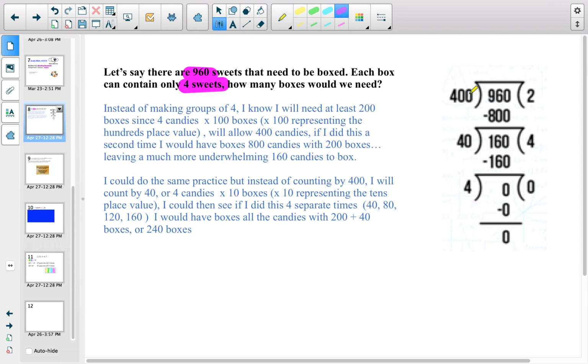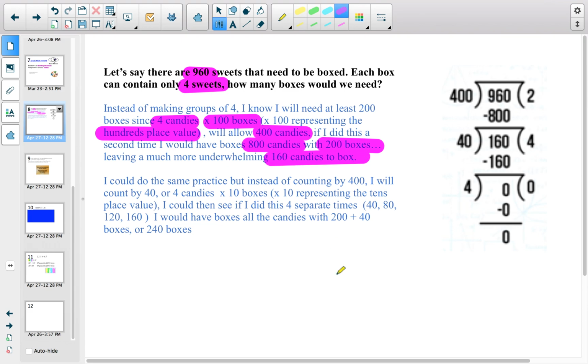What we do when we look at this is, well, I know if I pack up 100 boxes with 4 candies in each, I'll have 400 candies packed, right? And I could take away that 400 from the 960. Well, if I do that a second time, I will have boxed up 800 candies with 200 boxes. Do you see how these are both in the hundreds place value? Okay, well now, after I've done that with 200 boxes, I'll have 160.